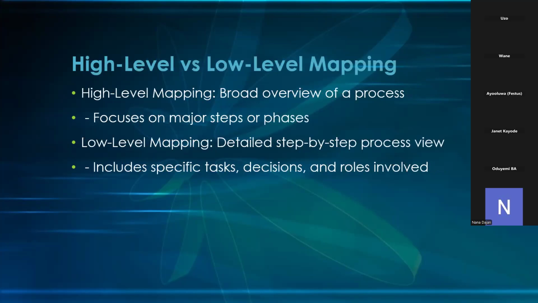So in mapping out processes, we have the high level and the low level. When people hear high level, low level, they feel like the high level is supposed to be the detailed, while the low level is supposed to be not so detailed. But it doesn't work like that. So high level mapping gives you a broad overview of the process.